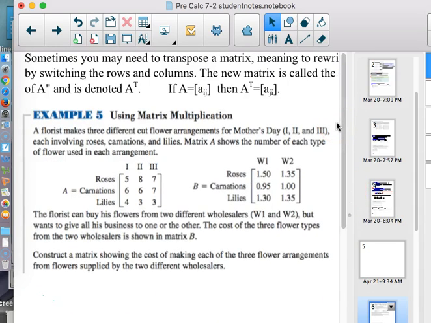Sometimes you need to transpose a matrix. Transposing, I do that every once in a while. I mentioned before, 2's for 3's. I don't know why, it's just one of those things. I'll write 2 for 3 and 3 for 2. That's transposing, it just means we're going to rewrite it.